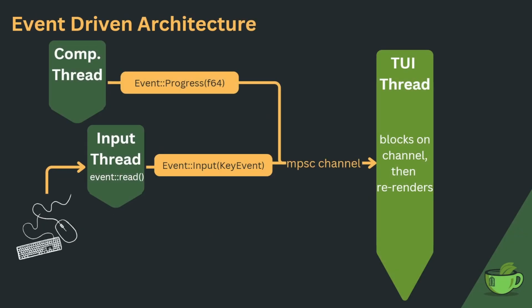Our second competitor would be the event-driven architecture. Here we handle input in a separate thread. This thread blocks on crossterm's event read method and creates a custom event whenever an input arrives. The computational thread also sends its progress updates as an enum variant of the custom event enum. Both threads communicate with the TUI thread using the same MPSC channel, allowing the run method of the TUI thread to block on the channel until an event is received.